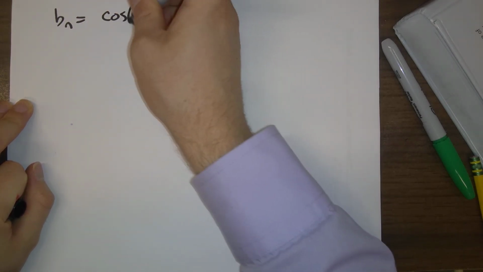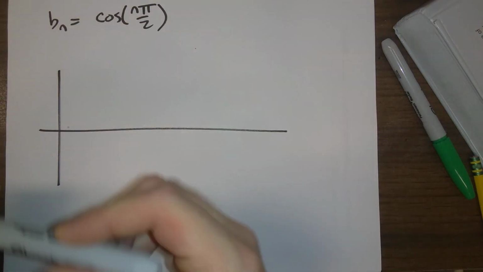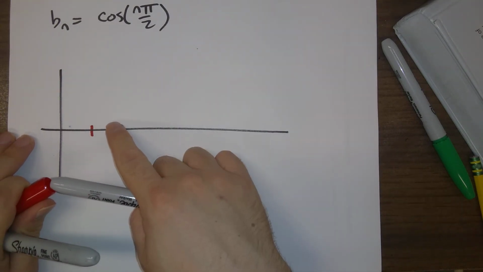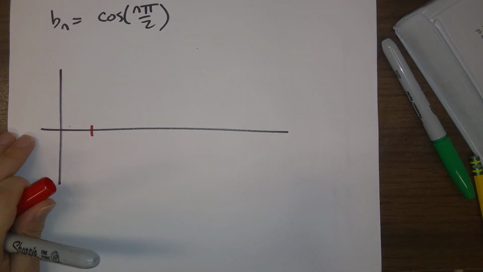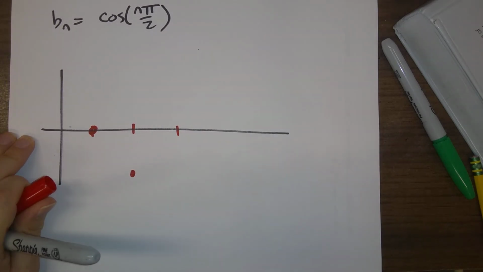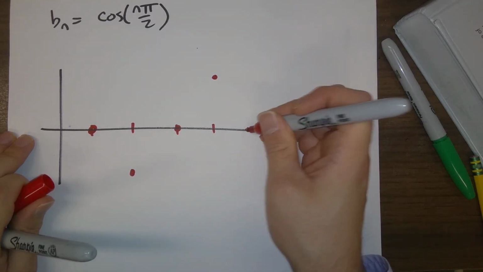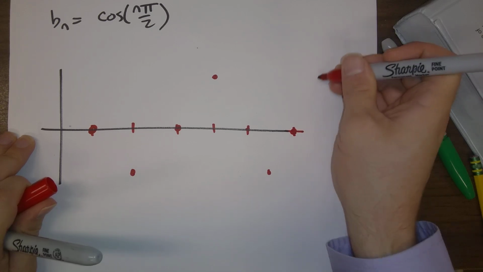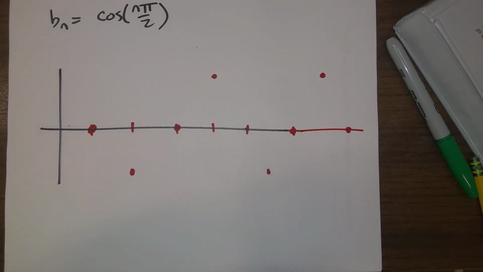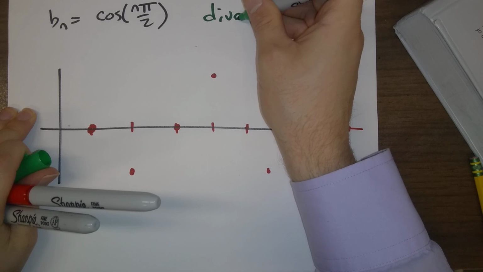And we want to see something where the sequence diverges. b of n is equal to cosine of n pi over 2. So what does this give us? At 1, cosine of pi over 2 is 0. At 2, cosine of pi is minus 1. At 3, cosine of 3 pi over 2 is 0. At 4, cosine of 2 pi is 1. And it just cycles through those values over and over again. We're not getting close to anything. So this has no limit. The sequence diverges.